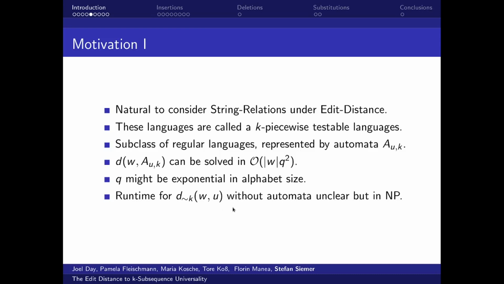Therefore we are interested in whether there's something better, where we don't use an automaton, but simply plug our w, u, and k into some algorithm and see what happens. So far it's unclear what the runtime for that is, but we can clearly see that it must be in NP, because in the worst case we just delete the word w and insert the word u. So the most number of operations we need is the length of w plus the length of u.